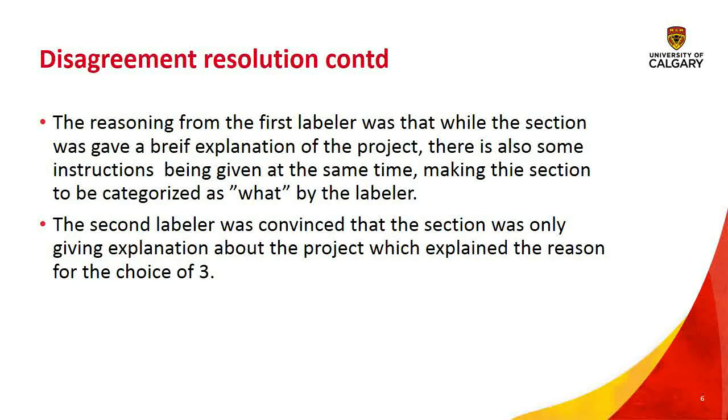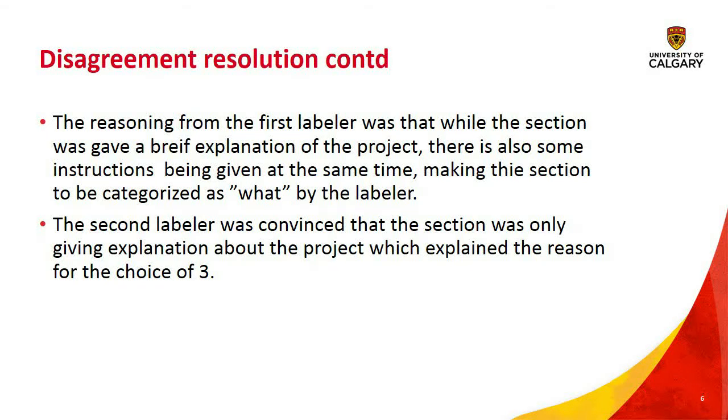The main reason why the first labeler categorized this section of the README file as 1 and 3 is because the section was giving an explanation of the project, which falls under category 1. And at the same time, there is also some instruction being given, which made the labeler give it another code of 3, which falls under what.